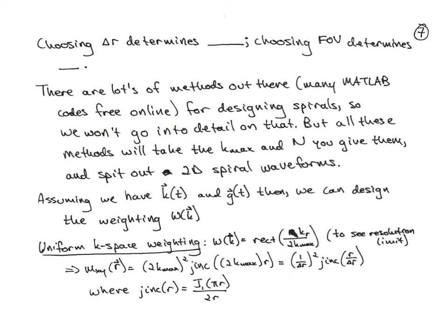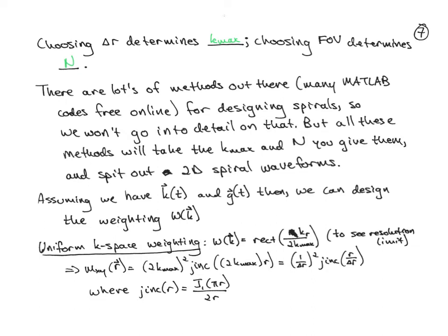Now choosing delta r is going to determine k max using these relationships. Then subsequently choosing the field of view determines the number of turns n that we need, how densely we have to sample in excitation k-space. So there are lots of methods out there, many MATLAB codes that are free online for designing spiral waveforms. So we're not going to go into detail in this course on how to design efficient spiral waveforms. But all of these methods will take the k-max and n that you give them, that is the maximum k-space extent you want to reach, and the number of turns you want, and they will spit out the 2D spiral waveforms based also on the maximum gradient amplitude that you can achieve with your scanner, and also the maximum gradient slew rate. That is the maximum derivative of the gradient that you can generate.